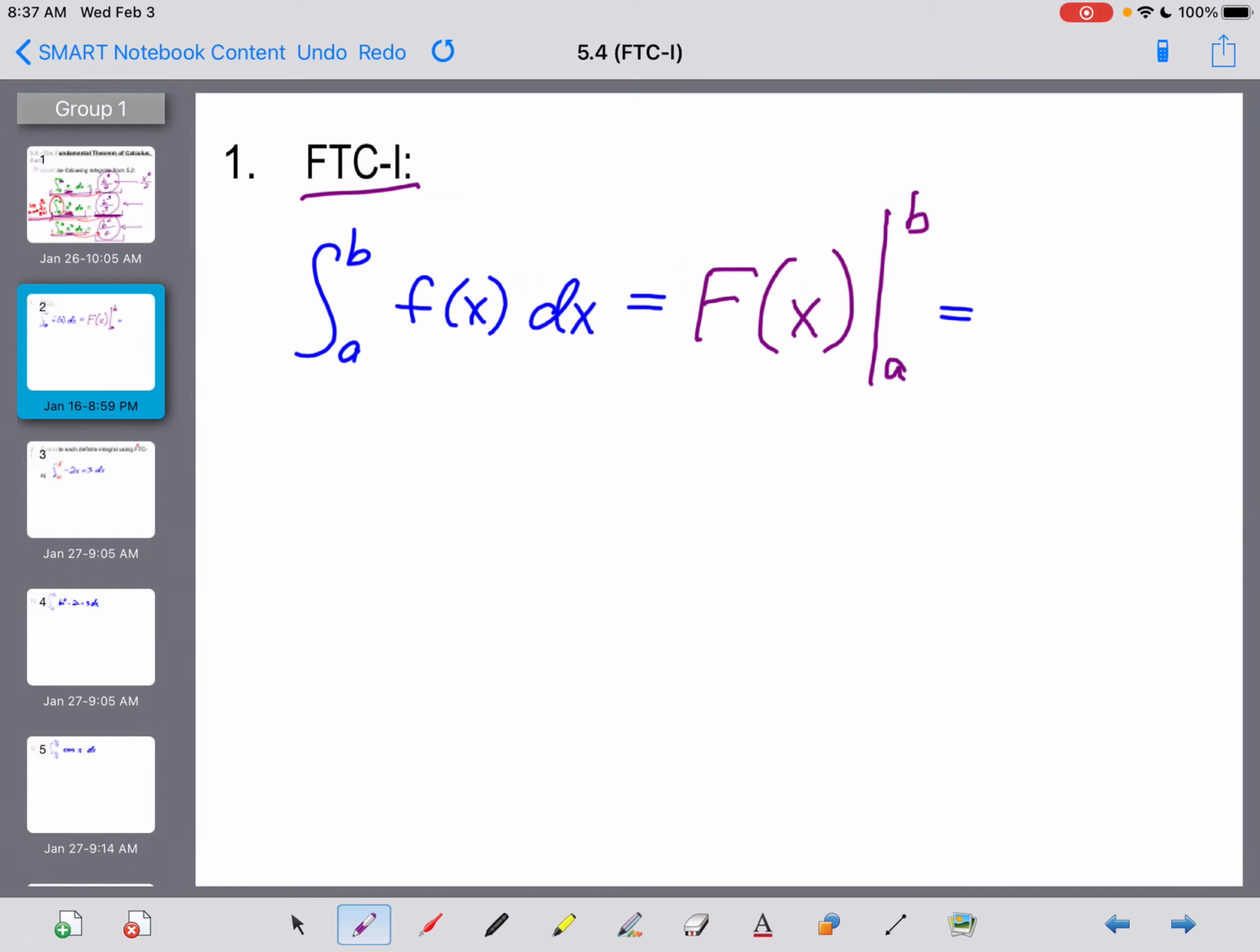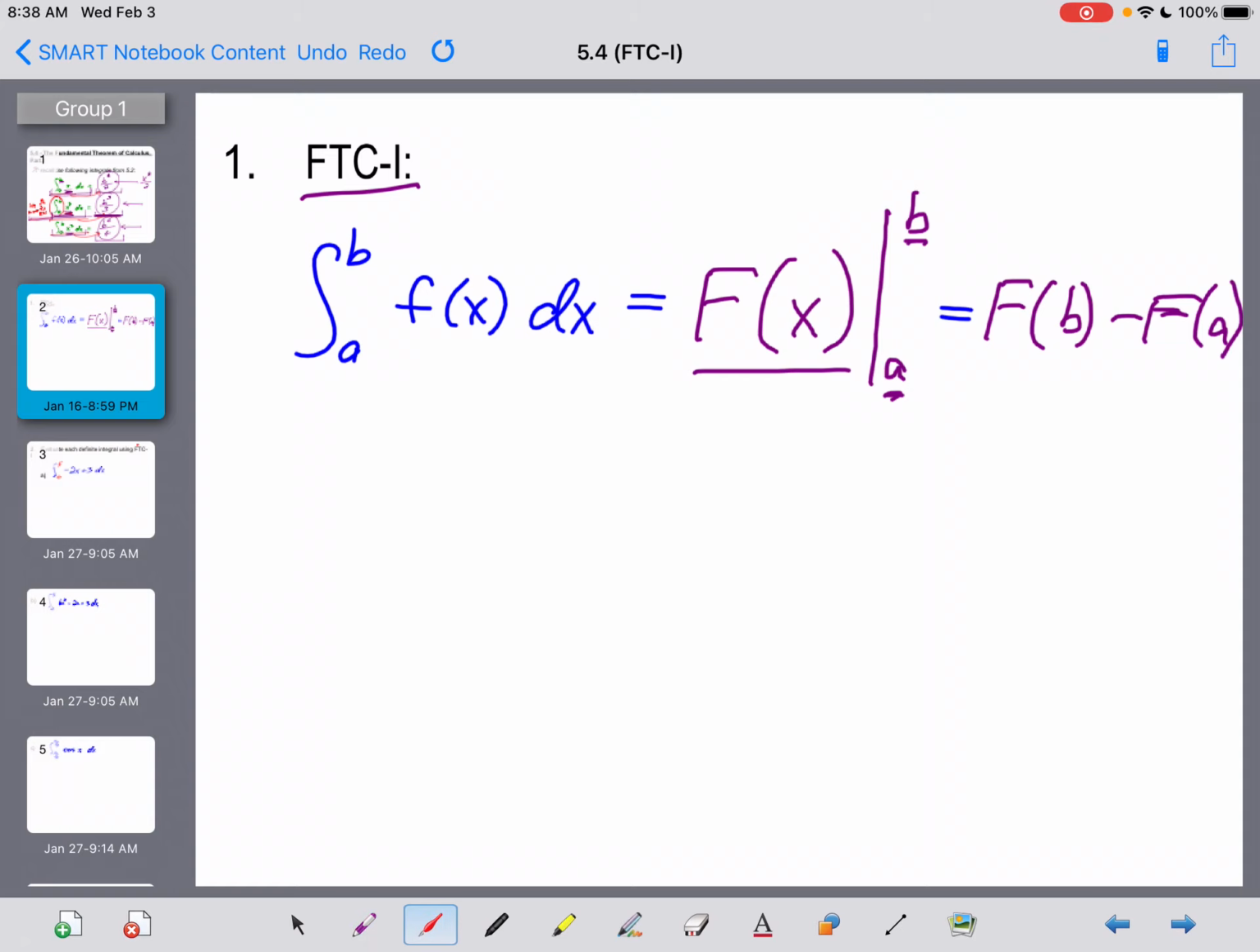Now, what does that mean? That evaluation bar means that you are going to take the preceding expression, which is capital F of x, and evaluate it first at its upper limit of integration. Then you're going to evaluate it at its lower limit of integration and subtract the results. So this is going to be capital F of b minus capital F of a. Just barely fit that in there. All right. And this, everybody, may not look like much, but that is the fundamental theorem of calculus part 1.